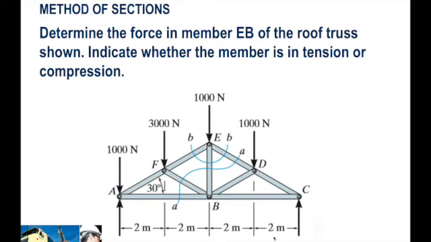Let's do another example. So let's have this truss, and what we are asked to do is to determine the force in member EB of this roof truss, loaded as such. As you can see, the external loads are here. They all have values, as well as the reactions at joint A and joint C. So you have 4,000 newtons and 2,000 newtons, so there's no need to compute external reactions. So again, indicate whether the member is in tension or compression.